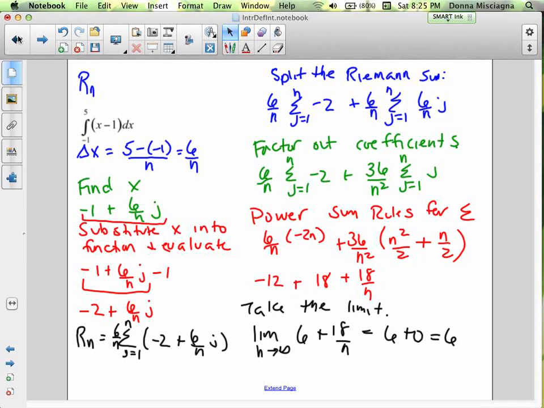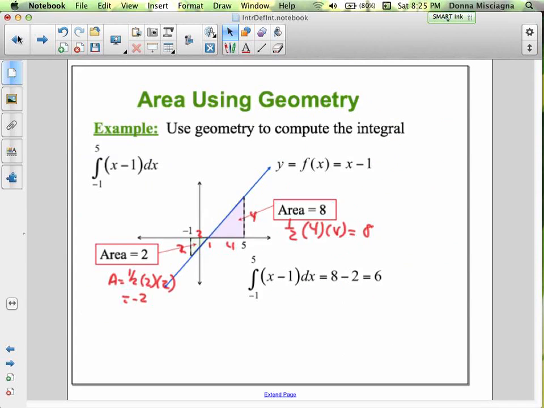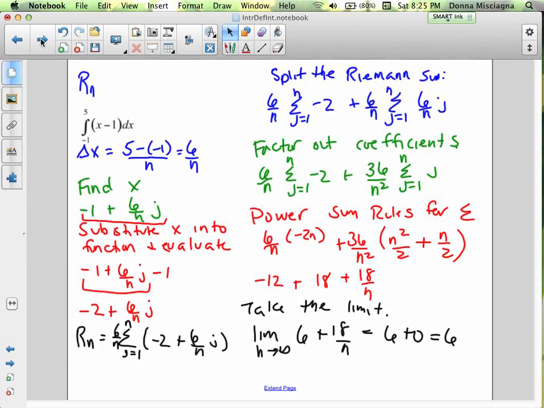The only time you have to worry is if you're finding it as an area. Then you have to remember that it's going to be a negative area when it's below the x-axis. So here you do have to subtract the 2 when we're calculating it as the area of 2 triangles. However, if we're going to take the limit of the Riemann sums, it's 6. It doesn't matter what's above and what's below.